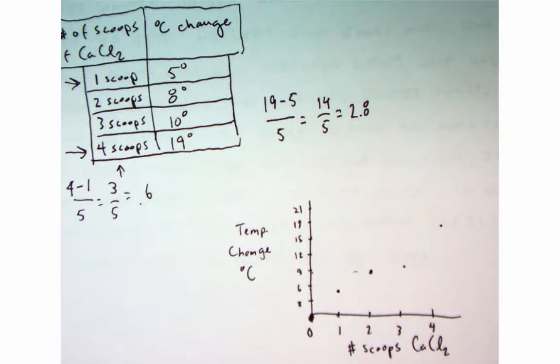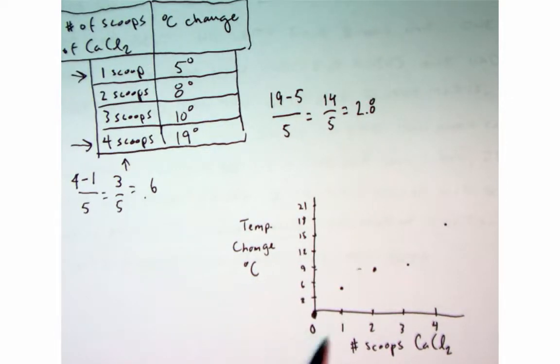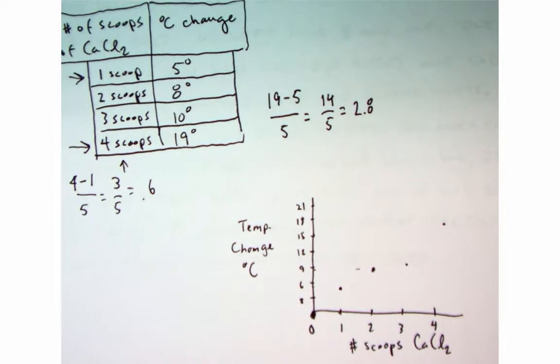Okay, so now that I have plotted my points, the next thing I want to do is decide, should this be a bar graph or a line graph? And so I look at my x-axis. Is this just a set of numbers that keep increasing? And is 2 scoops just more than 1 scoop? And is 3 just more than 2? If that answer is yes, which it is, then this should be a line graph.